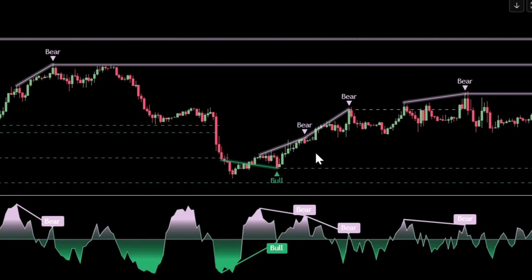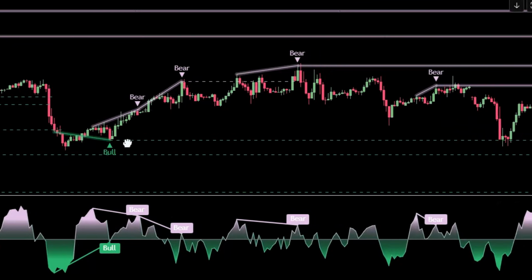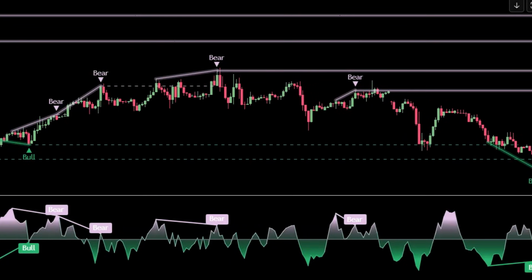You'll see this when the price makes lower lows but the RSI makes higher lows. This tells us that selling momentum is weakening and buyers might step in.